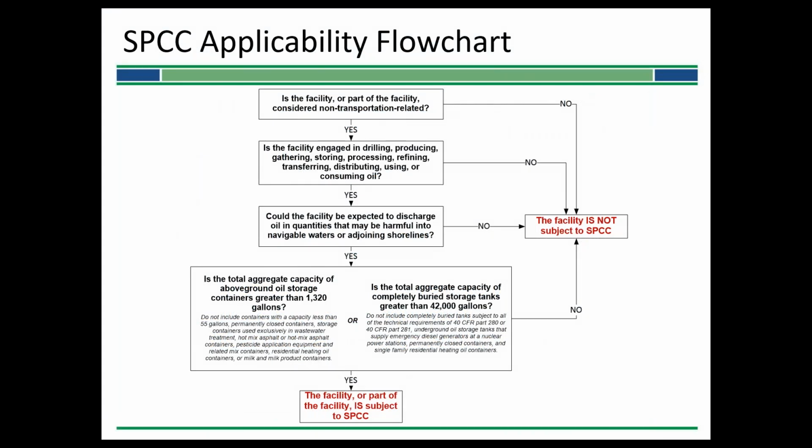Okay, so I just went through our flow chart. Again, real quickly, is it transportation related? Is it a fixed facility? And then it probably is ours. Does it do one of the verbs, including use? Next box, could it be expected to discharge oil in a quantity that's harmful? If it does, then you get to the aggregates at the end we just went through. You put it through the filter of the exemptions, add everything up, and if you're over 1320 or 42,000, which again most likely you won't, you get to the bottom box. If there's a no in one of those, you're not regulated.